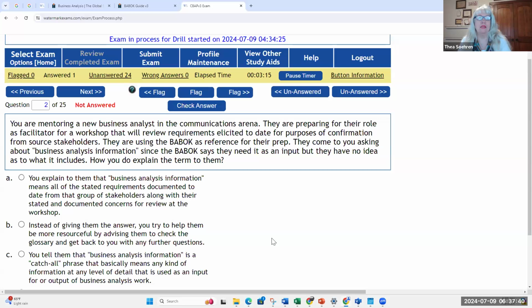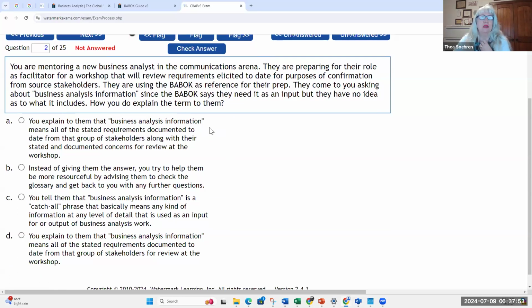They come to you asking about business analysis information since the BABOK says they need it as an input, but they have no idea as to what it includes. How do you explain the term business analysis information to them? You explain to them that business analysis information means all the stated requirements documented to date from that group of stakeholders, along with their stated and documented concerns for review at the workshop. Instead of giving them the answer, you try to help them to be more resourceful by advising them to check the glossary and get back to you with further questions.